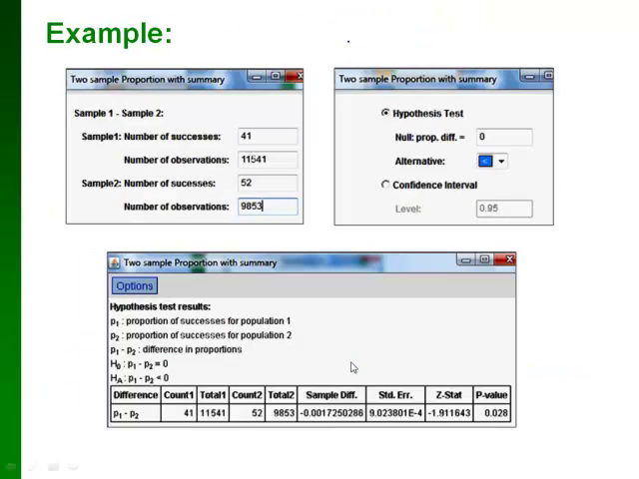Here's how we would do this in StatCrunch. Since we're doing a test about proportions, we'd select proportion to sample with summary, and then we just put in our number of successes and our sample size for each one. Then we would select hypothesis test. Our null hypothesis is going to have a 0 here, and our alternative hypothesis has a less than. And then here are our results. Notice they give us the sample difference, which is the difference between the two sample proportions. Standard error, the test statistic is again negative 1.91, and the p-value is 0.028.